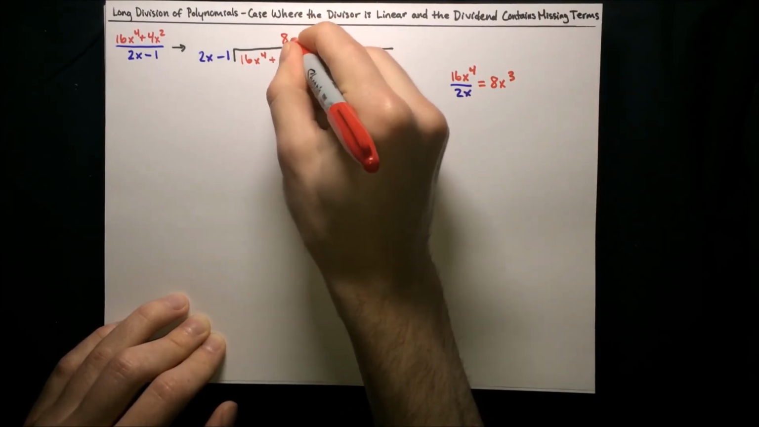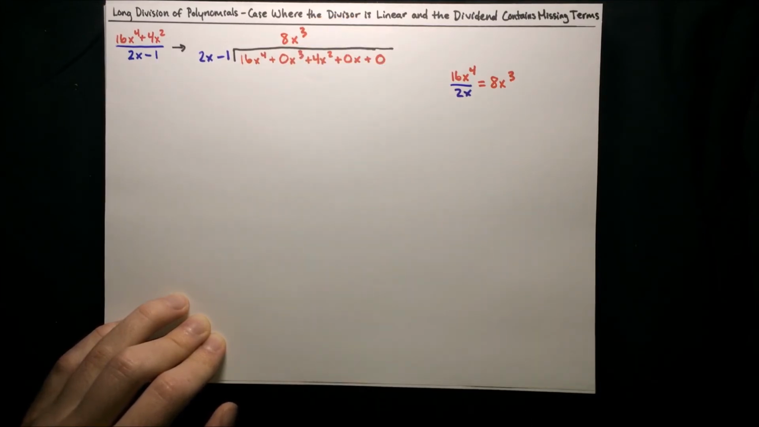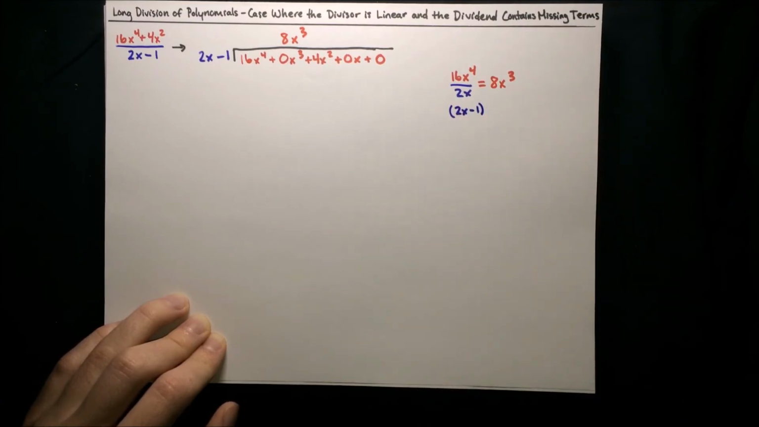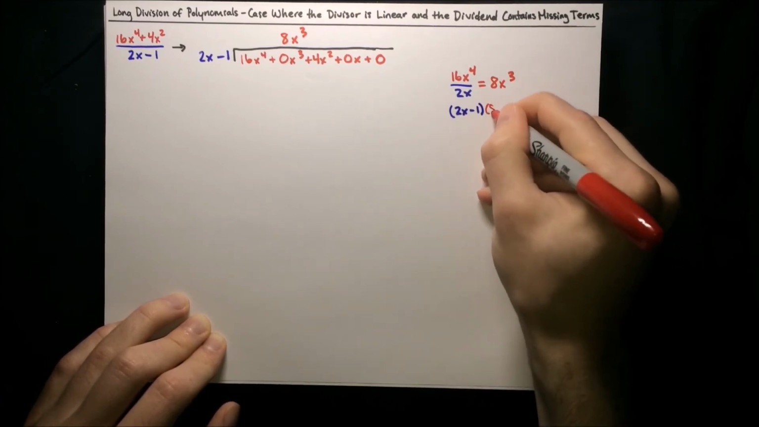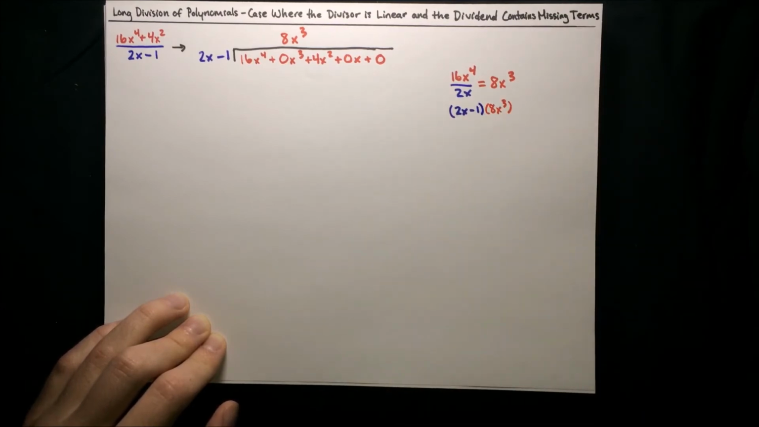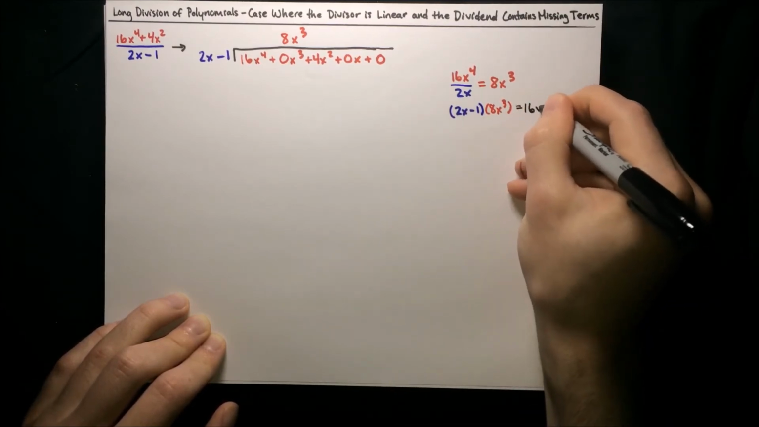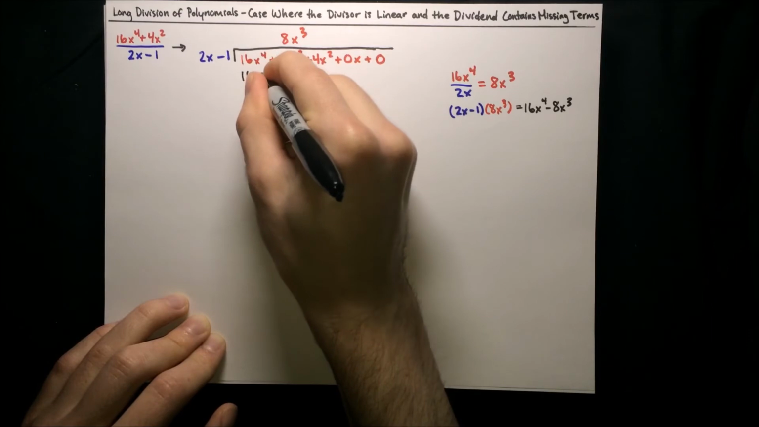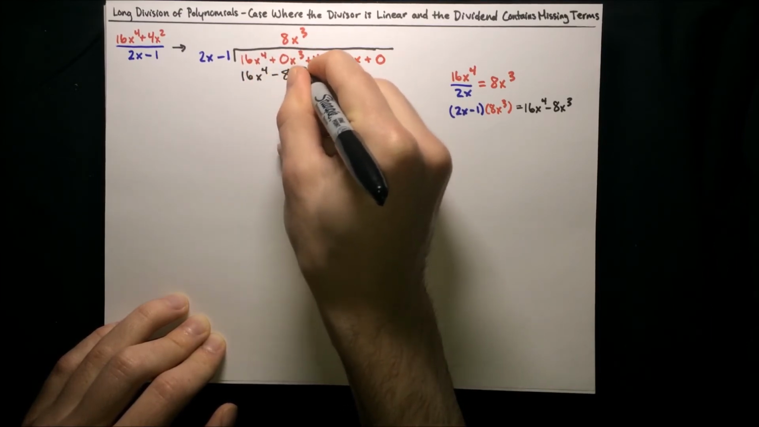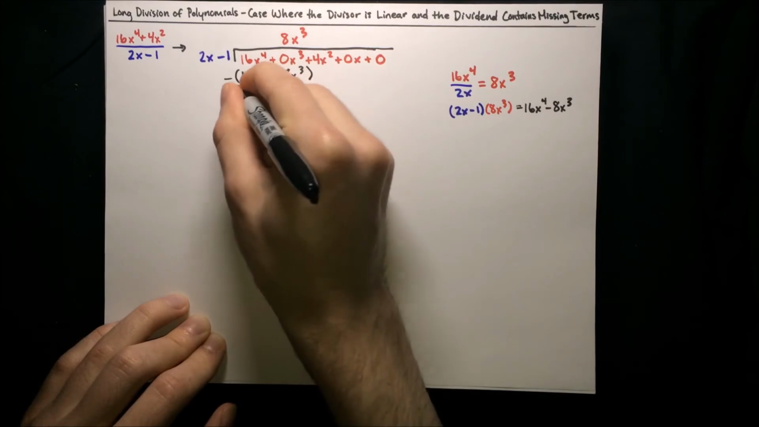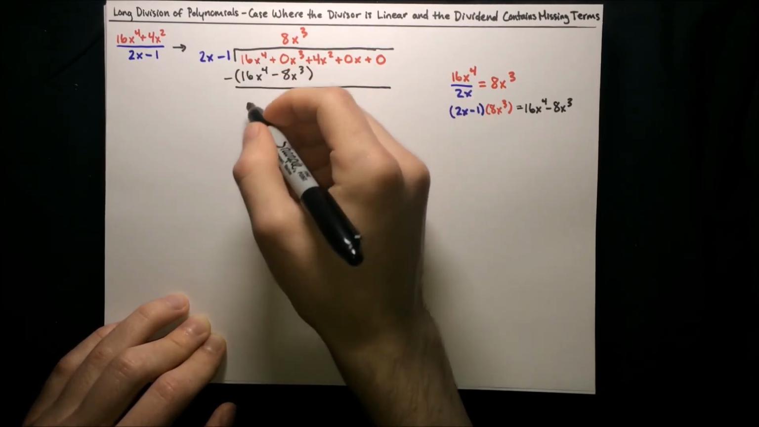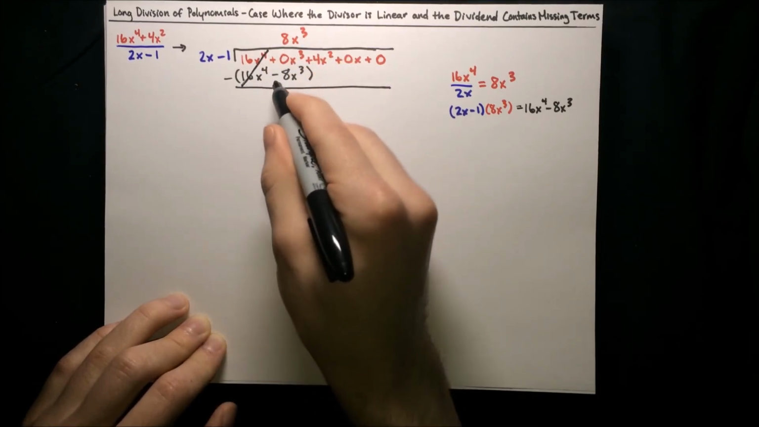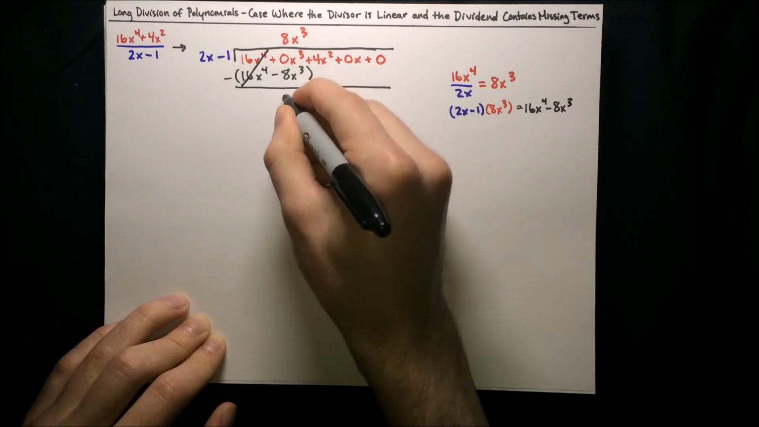so let's put that in our quotient up here in the x to the third column, so 8x to the third, and then to figure out our next row, we have to take the divisor, 2x minus 1, and multiply it by 8x to the third. And when we do that, we get a result of 16x to the fourth minus 8x to the third. So we'll put that under here, 16x to the fourth minus 8x to the third, and we'll subtract. Okay, so the 16x to the fourths cancel. That's what we wanted. Good. And then 0x to the third minus negative 8x to the third, well, that's just plus 8x to the third.